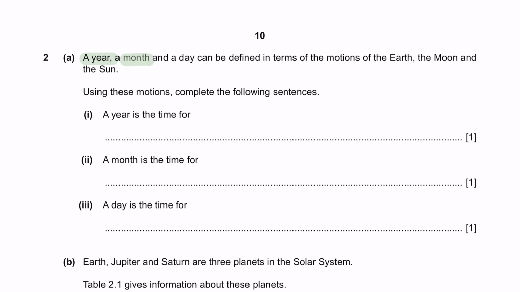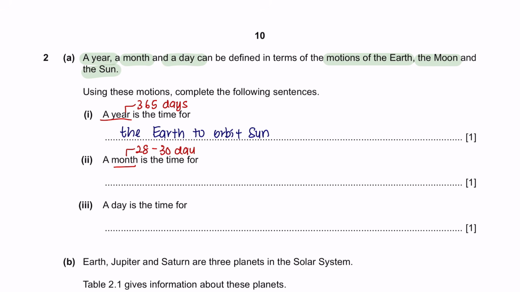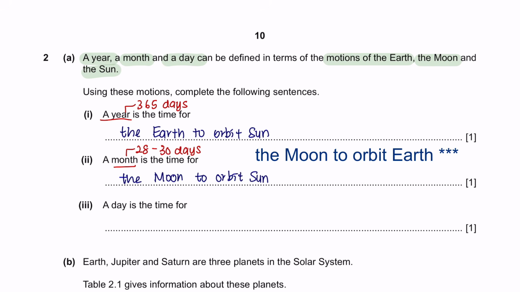Question 2. Part A. A year, a month, and a day can be defined in terms of the motions of the Earth, the Moon, and the Sun. Using these motions, complete the following sentence. A year, or 365 days, is the time for the Earth to orbit around the Sun. A month, or 28 days, is the time for the Moon to orbit around the Sun.